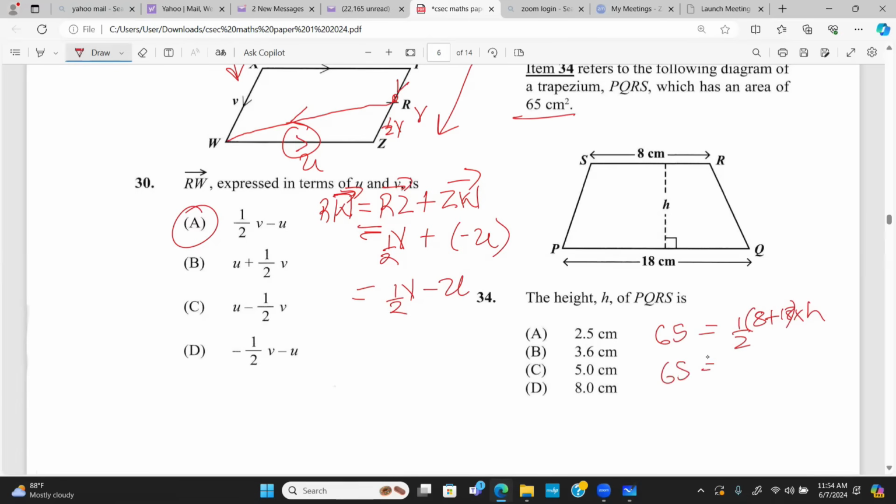65 is equal to half of 18 plus 8, so 18 plus 8 will give 26. Half of 26 is 13, times h. Good, so I broke this down already: 13 times h. So 65 divided by 13 is 5. Divide by 13, divide by 13, the height is 5. Where is that? Oh, it's right here at C. Not bad. So if you add your 18 plus your 8, divide that by 2, multiply by 5, you're going to get 65.